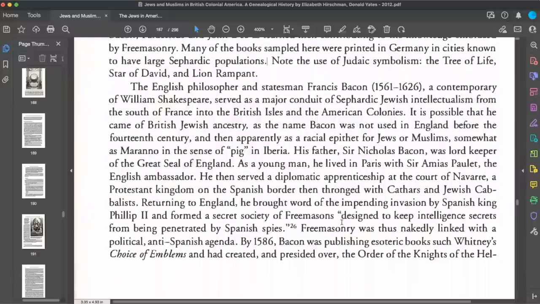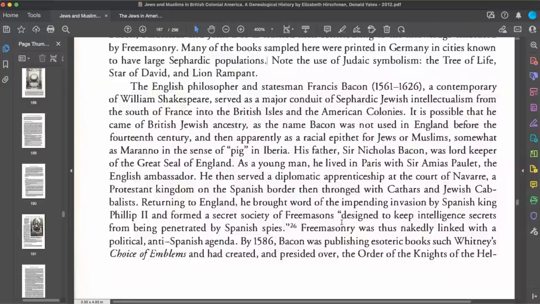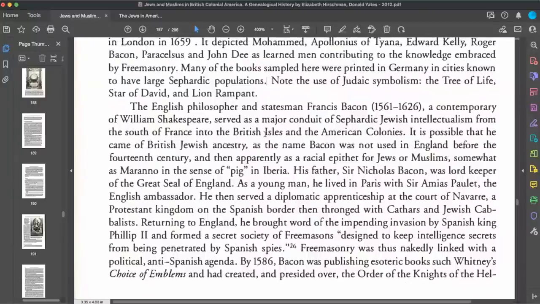He then served a diplomatic apprenticeship at the court of Navarre, a Protestant kingdom on the Spanish border, then thronged with Cathars and Jewish Kabbalists. Thronged by who? The Cathars and the Jewish Kabbalists working together, Cathars, Catholics, and Jewish Kabbalists. Returning to England, he brought word of the impending invasion by Spanish King Philip II and formed a secret society of Freemasons designed to keep intelligence secrets from being penetrated by Spanish spies. Again, what white man? It's all colored people right here, so-called Negro people.